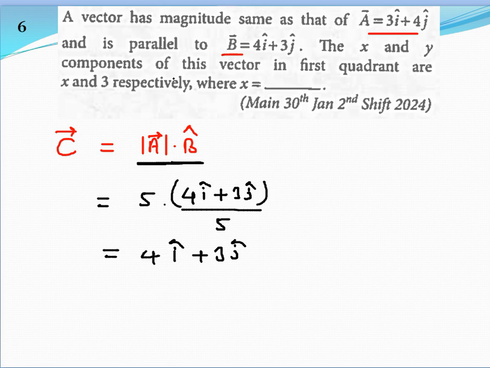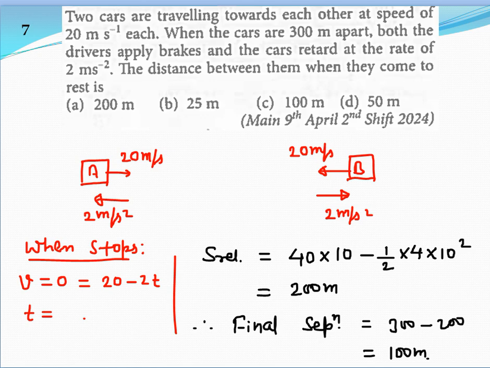They are asking us, in the first quadrant, x and 3 are the coefficients of the components of this vector. So x and 3. This is x and this is 3. So x is equal to 4. This is the answer. Come to question number 7.